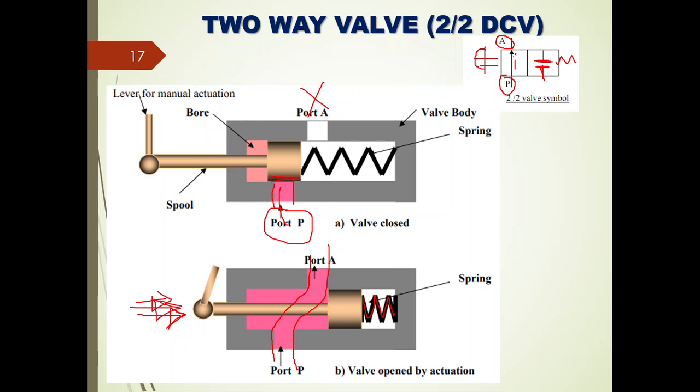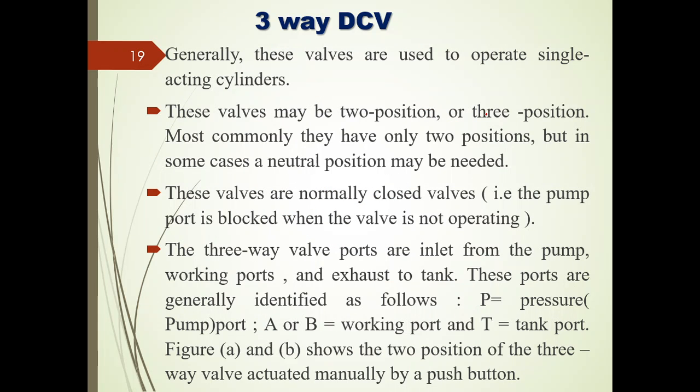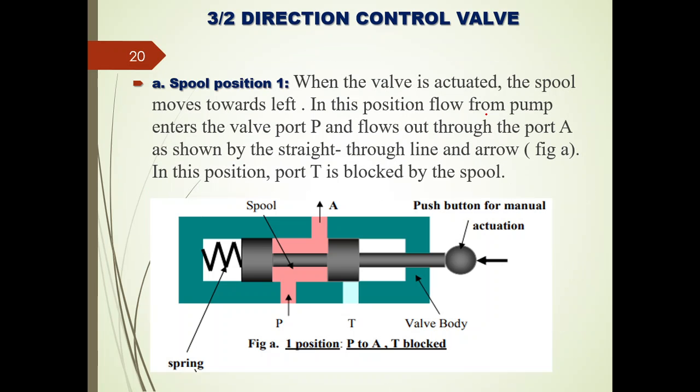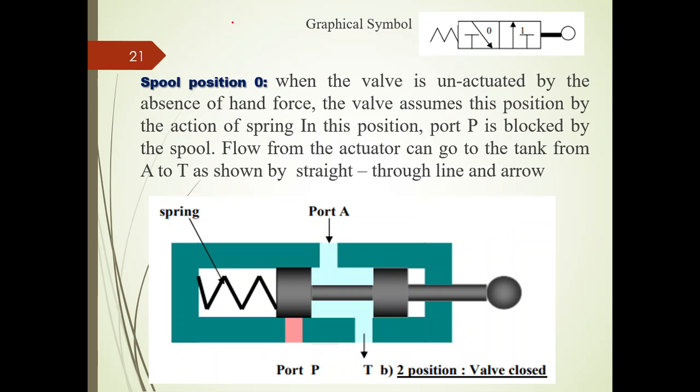As we are having two positions, the first position as well as the second position, and in one position we are having two ports, that is A port as well as P port. Similarly, in the case of a three-way direction control valve, we are having three ports and two positions. Right. So let us see it in a symbolical representation.